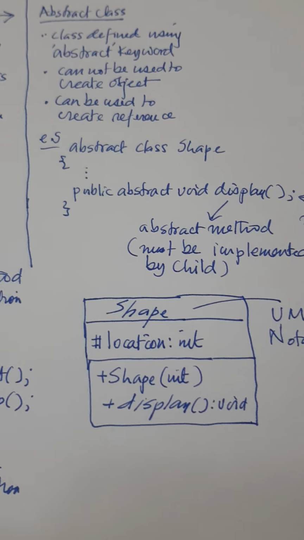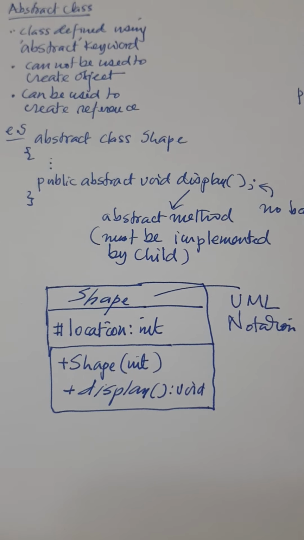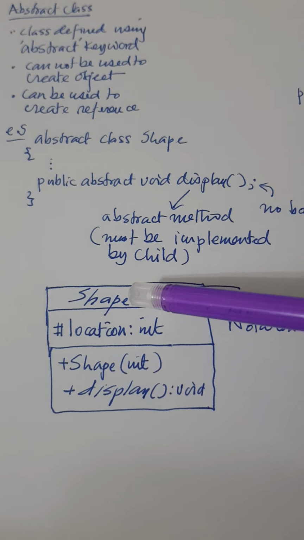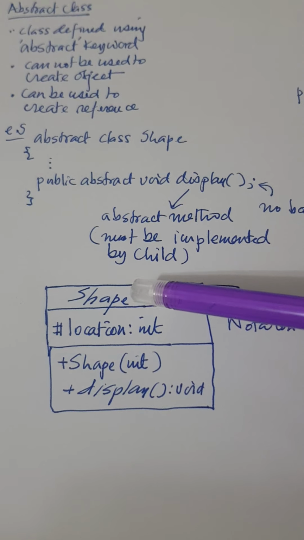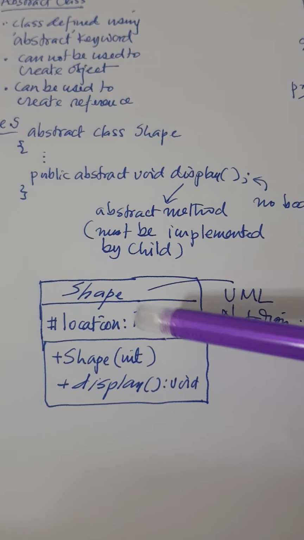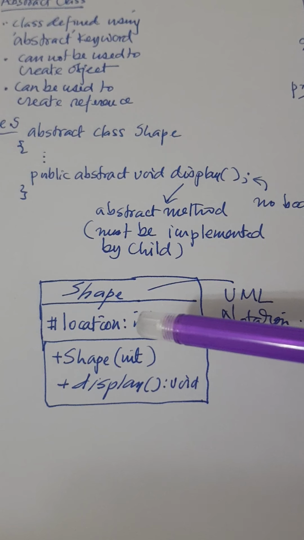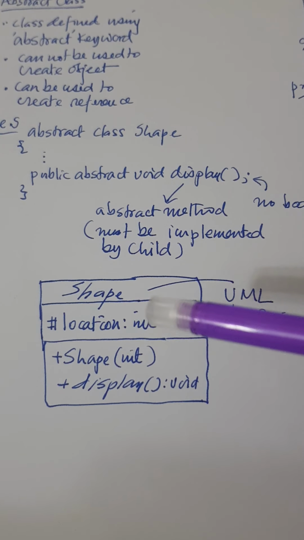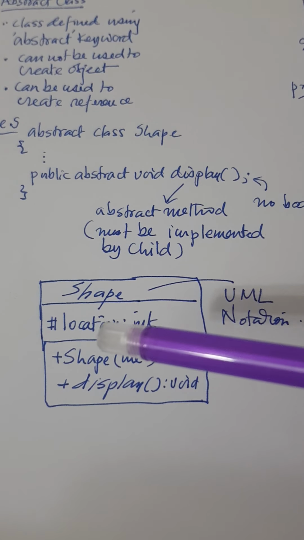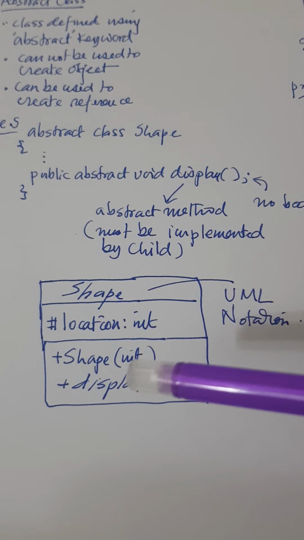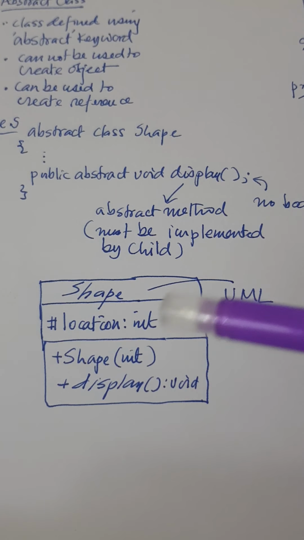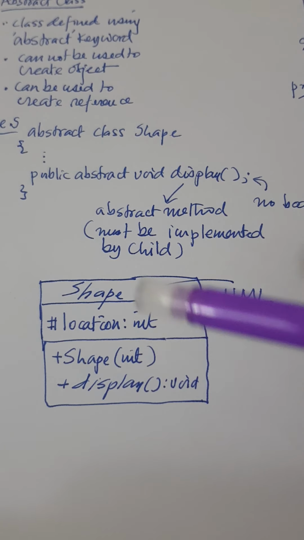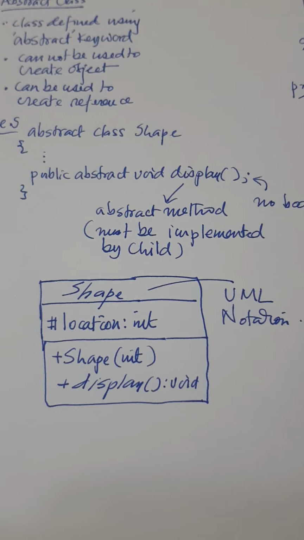You take a look at this UML notation. I am sure you're familiar. You can see that in the UML notation we put italics to represent that it is an abstract class, and we have a protected data member here, location. Why protected? Because every child must be able to get this property. And last but not least, you can see that there is a Shape constructor and an abstract display method. So this UML notation is shaping out our representation of an abstract class.